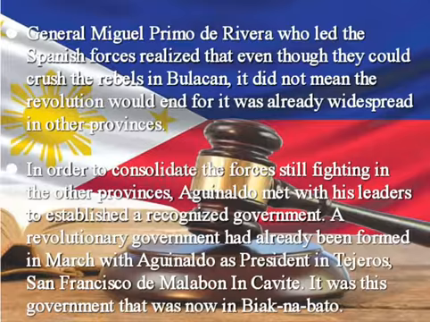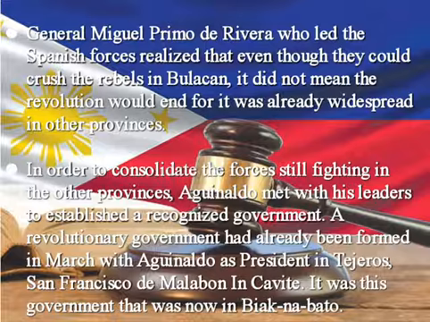General Miguel Primo de Rivera, who led the Spanish forces, realized that even though they could crush the rebels in Bulacan, it did not mean the revolution would end, for it was already widespread in other provinces. So in order to consolidate the forces still fighting in other provinces, Aguinaldo met with his leaders to establish a recognized government. A revolutionary government had already been formed in March, with Aguinaldo as president, in Tejeros, San Francisco de Malabon, Cavite. It was this government that was now in Biak na Bato.